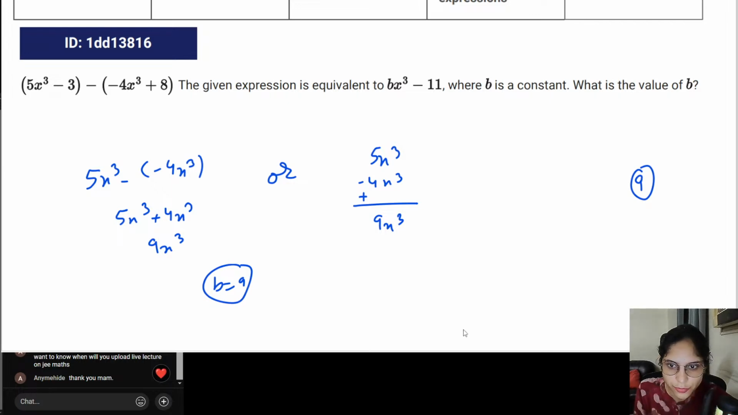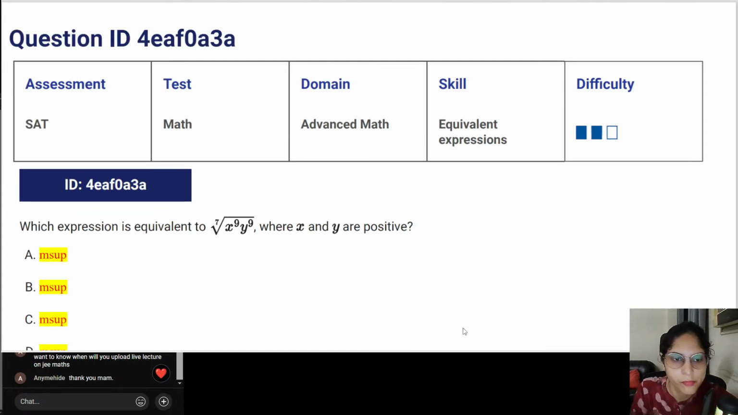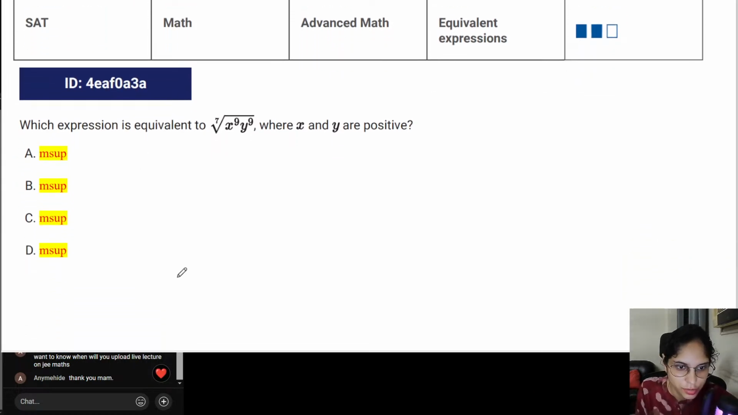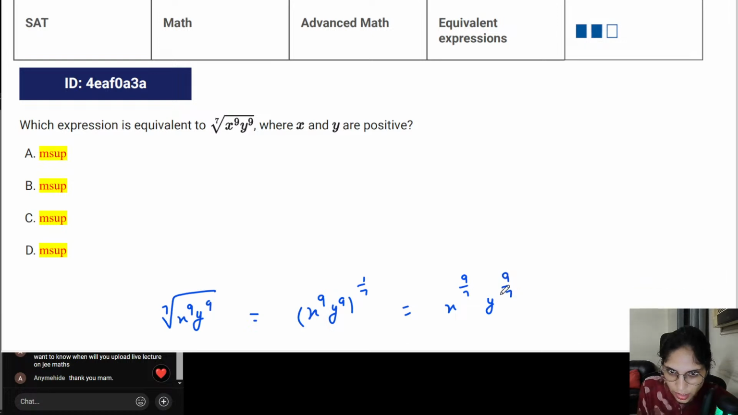After 70, next is 74. MSUP is nothing, it's just a printing mistake. So we will write our answer and then we'll move forward. So you have 7th root of x to the 9th, y to the 9th. Like I told you, 7th root just means you write it like this, and now you distribute. So this is x to the 9th over 7, y to the 9th over 7. And this can also be the option. We do not know what the options are, so these are our answers. That's it, and then we move forward.